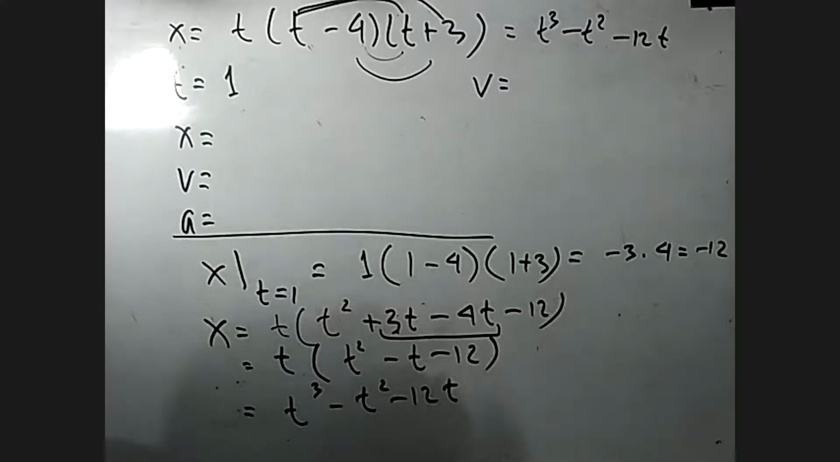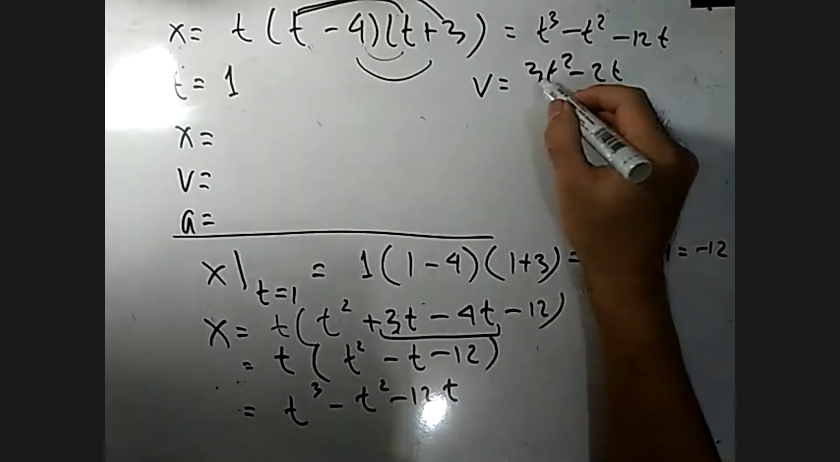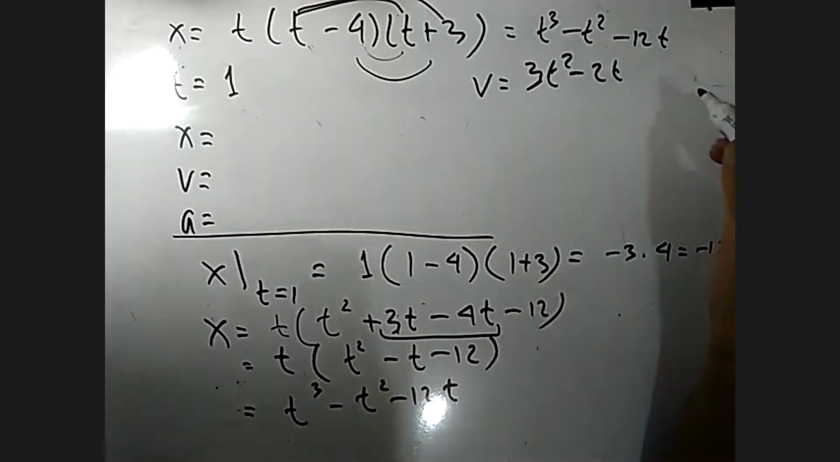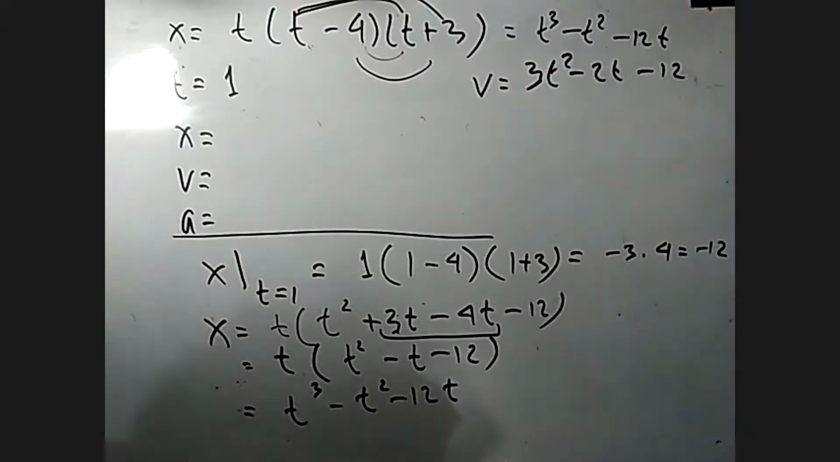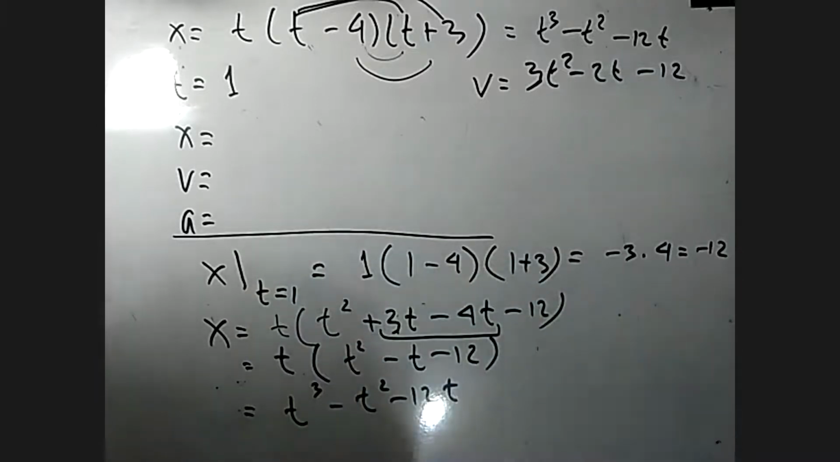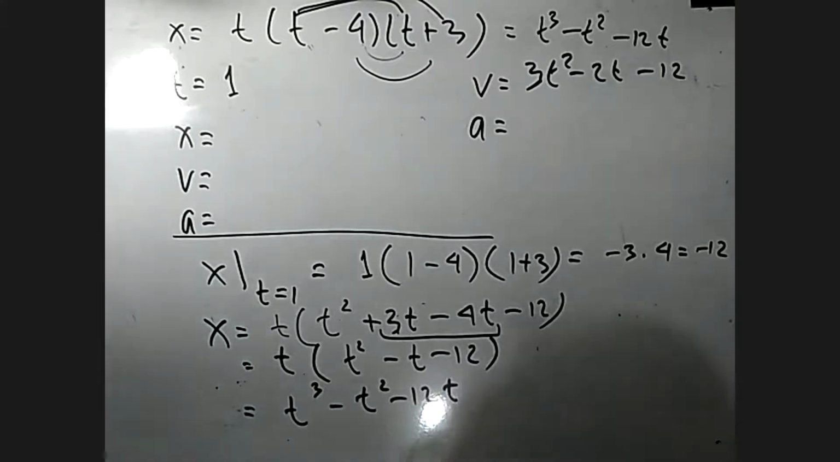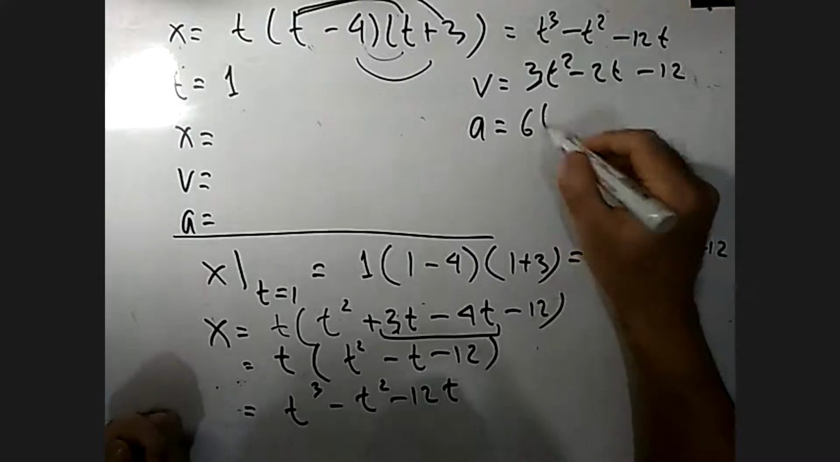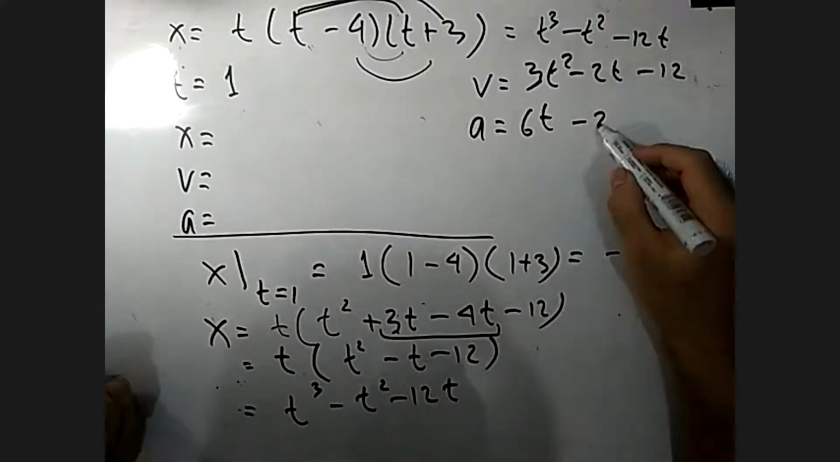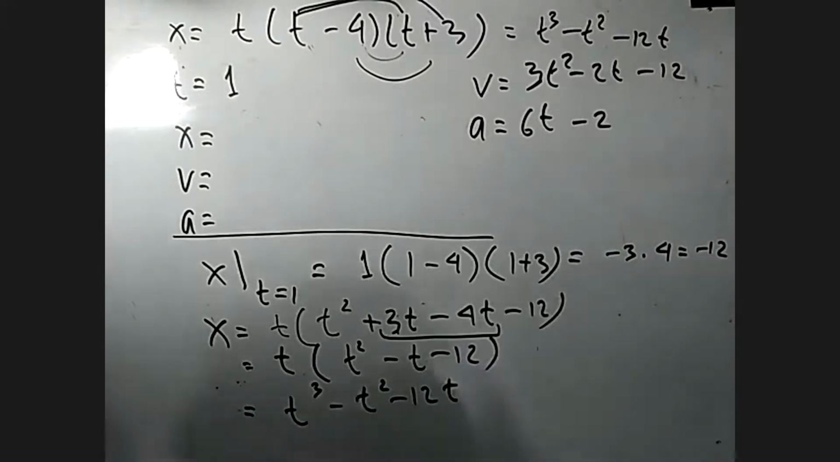It becomes 3t squared minus 2t, minus 12. Okay. Now, while we are making this, rather than substituting the value, I'd like to find the formula for acceleration. Okay, Caroline, find me the formula for acceleration. 6t minus 2. What about the minus 12? It becomes 0. Okay, good.